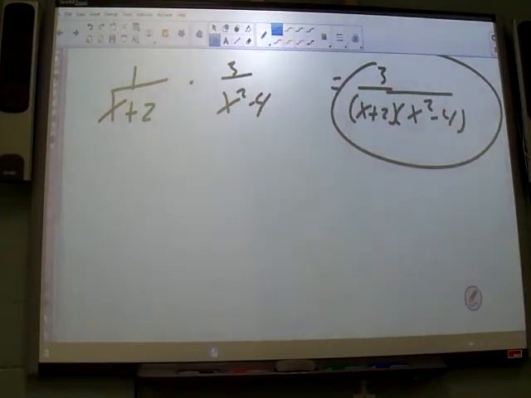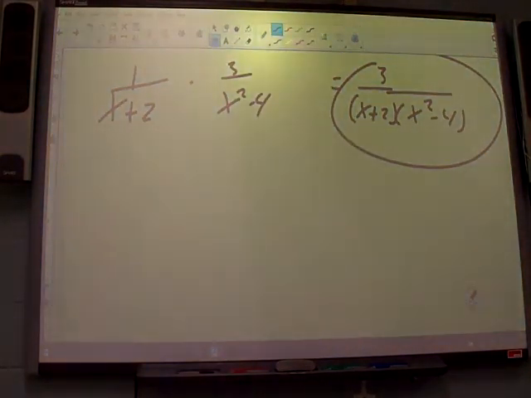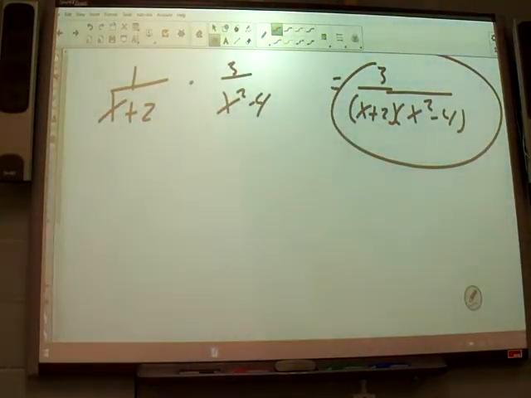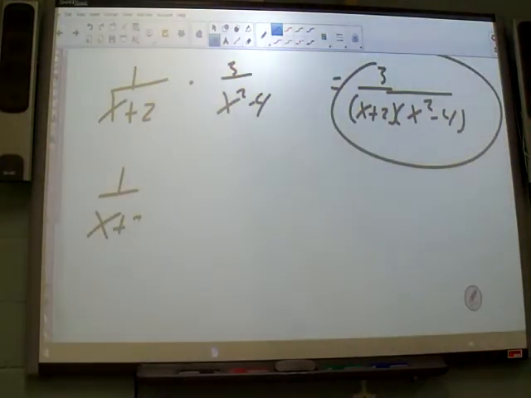I think they should have made that a division problem. It would have been more interesting. No, we like the feedback. So if it was a division problem, you'd flip. It'd be x squared minus 4 over 3. Let me just do it because this is cool.